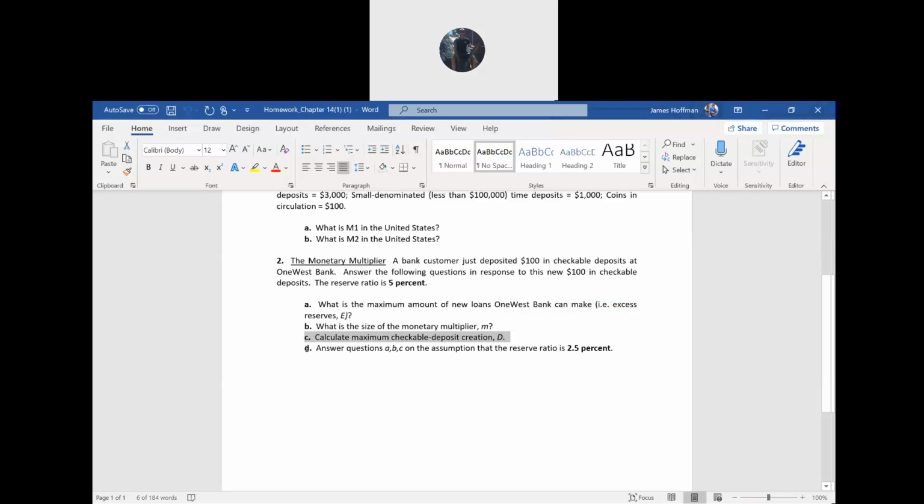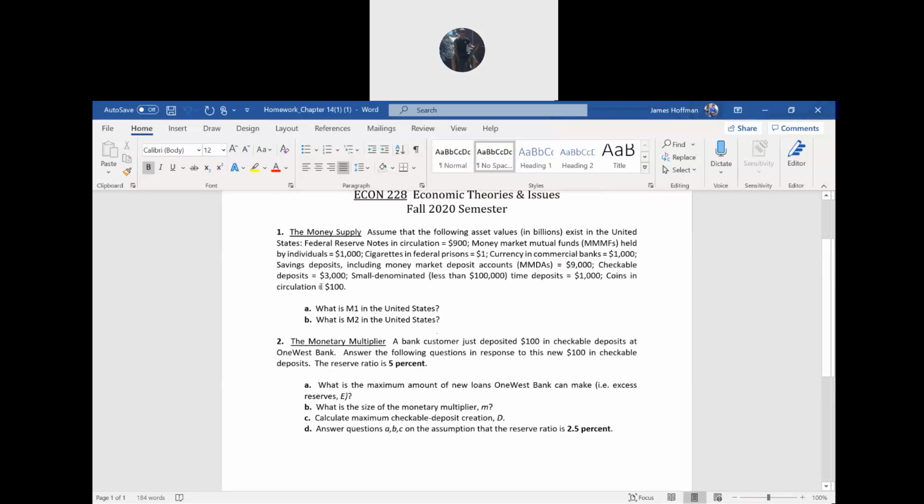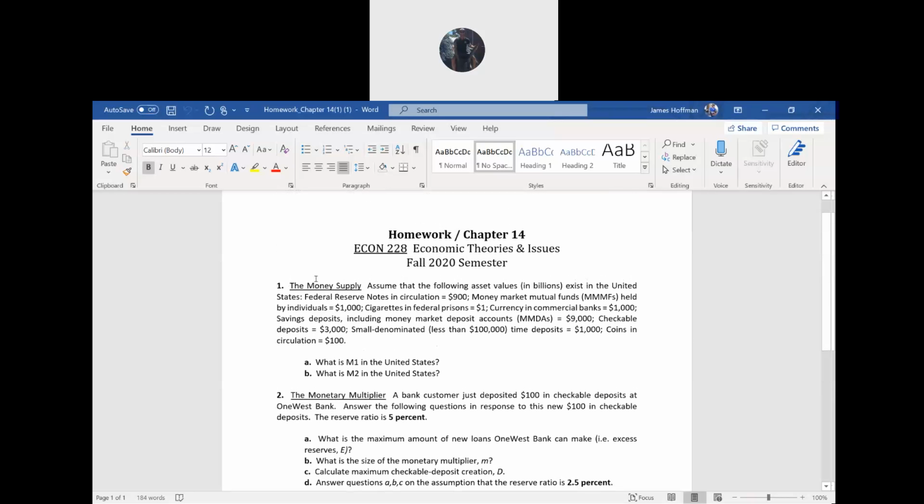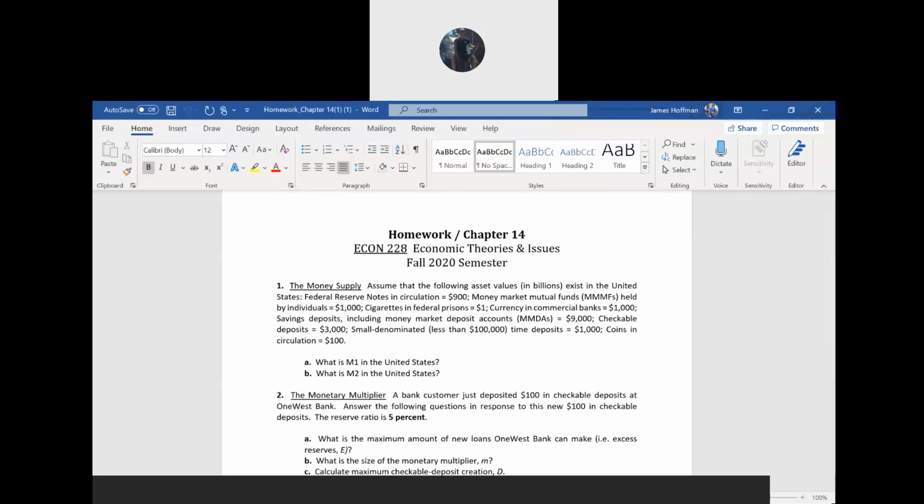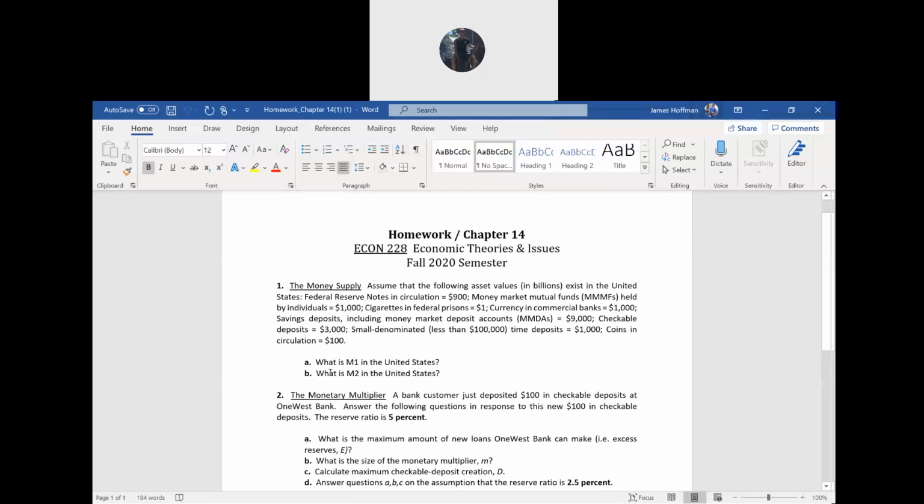And then assume the reserve ratio is lowered to 2.5%. That should create more money, and do the example there. All right, so both of these should be very similar to the examples we did. And two questions for chapter 14, which are due next Wednesday. Any questions on the homework assignment, or what I want you to do for the two homework questions?